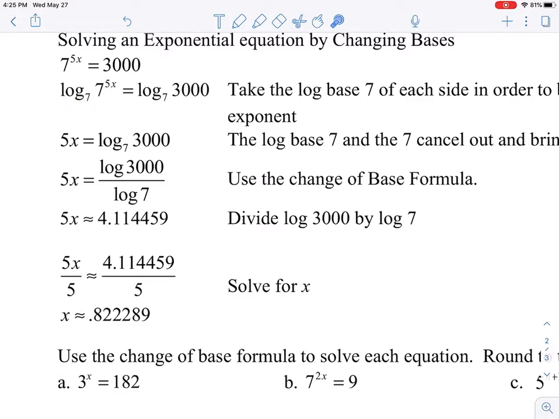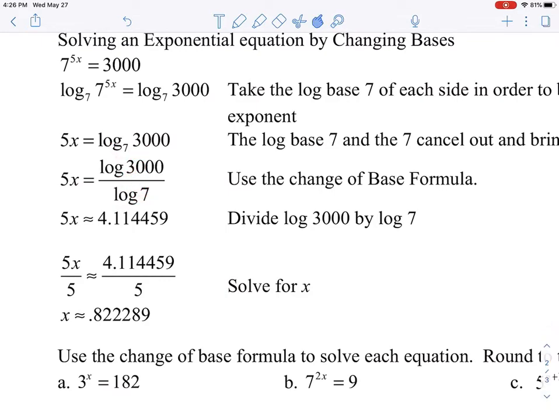So we've got log base 7 of 7 to the 5x equals log base 7 of 3,000. Well, this 7 and 7 cancel out that log. So we just get 5x equals log base 7 of 3,000. Okay, so people get stuck right here a little bit. But right here, what we have to use is the change of base formula. Big font, log 3,000 over small font, log 7. And we get our number here, and then we divide by 5 to solve for x.